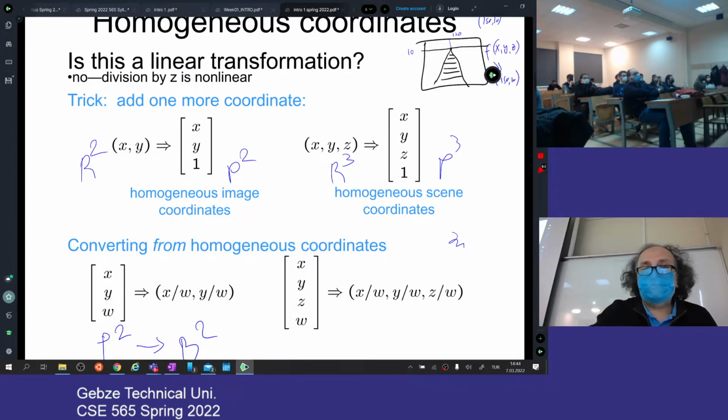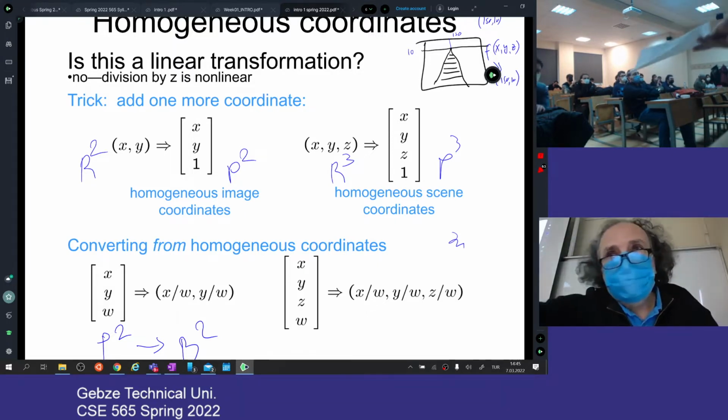Other than point 0, 0, 0. 0, 0, 0 is not in P2 because it doesn't make any sense. There is no such thing as 0, 0, 0. It is not even at infinity. Okay? So 0, 0, 0 doesn't make any sense. Okay? So can you sign this one?